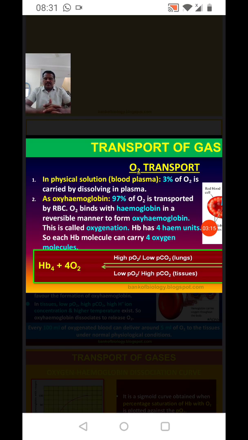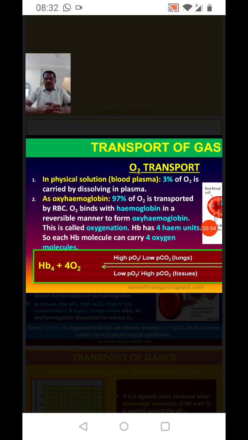Number one is that 3% of oxygen is transported from lungs to tissues in a dissolved state. That means simply 3% of oxygen diffuses into the blood. Blood contains plasma. Plasma is nothing but water. That means 3% of oxygen diffuses into the blood and dissolves in the plasma, means it dissolves in the water, and it's the same as a dissolved state. 3% of oxygen is transported to the tissues. Simple.